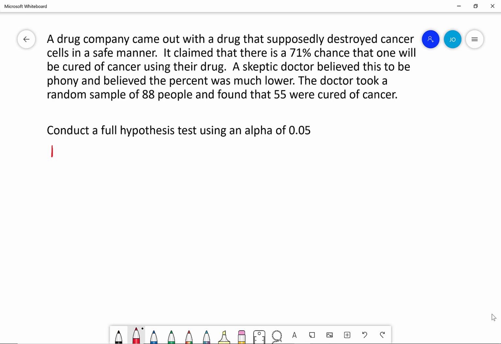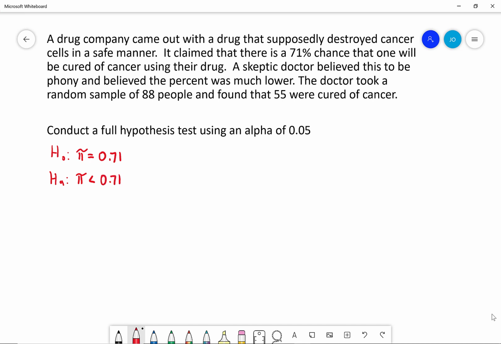To start off our hypothesis test, we're going to write our hypotheses, and our population proportion we assume equals 71%, or probability of 0.71. Our HA is that the proportion is less than 71%, or probability of 0.71.